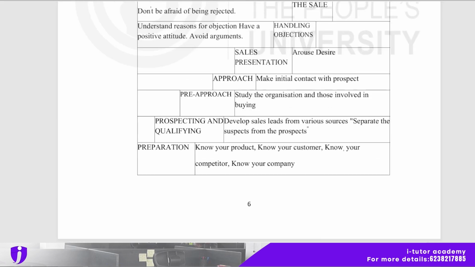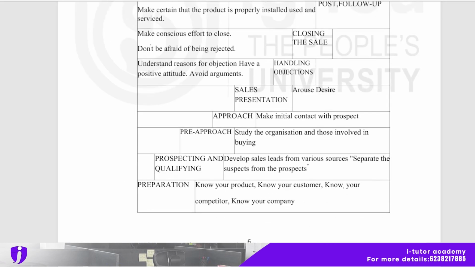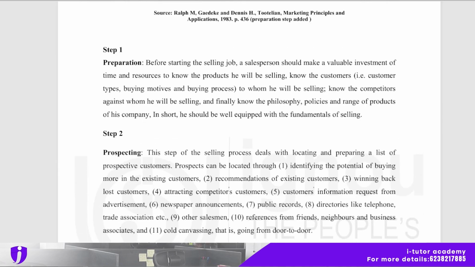So these are the steps involved in this selling process, right? So you just go through this column. The preparation stage is there. Before starting the selling job, the salesperson should make a valuable investment of time and resources to know the product he will be selling, know the customer to whom he will be selling, and know the competitors against whom he will be selling. Okay, so this is the preparation stage.